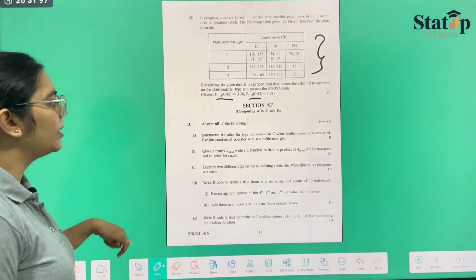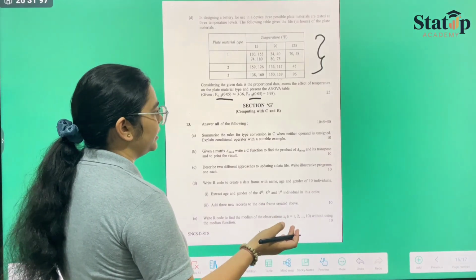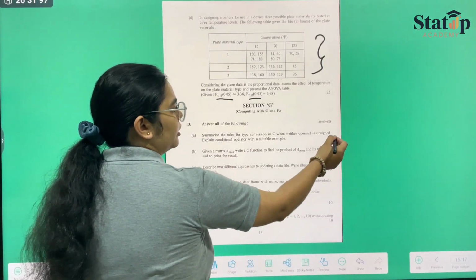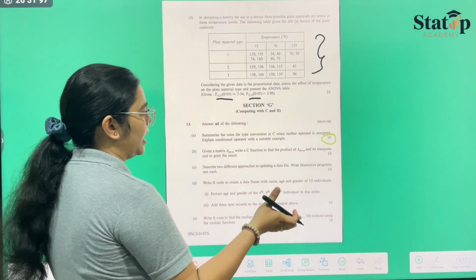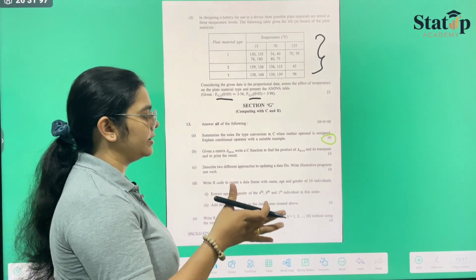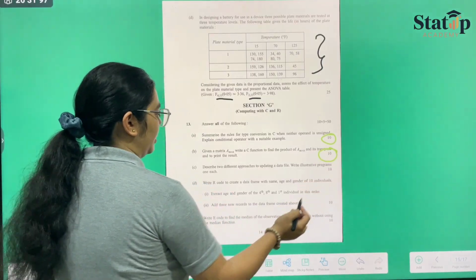So here, summarize the rules of conversion in C. When neither operand is unsigned, explain conditional operator. So it was of 10 marks. Given a matrix, they have given us a matrix. We had to find its product of a matrix and its transpose. So again, the code has to be written. It was of 10 marks.